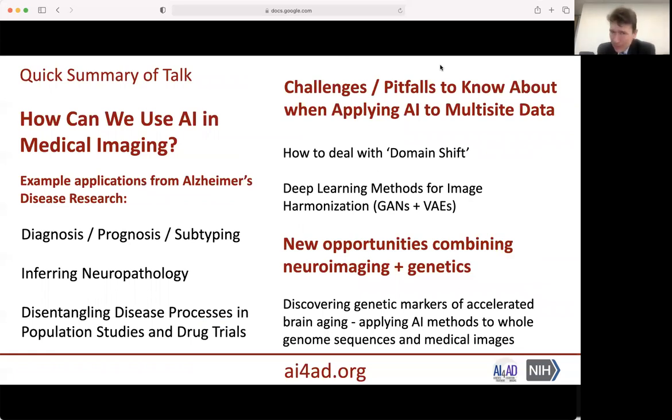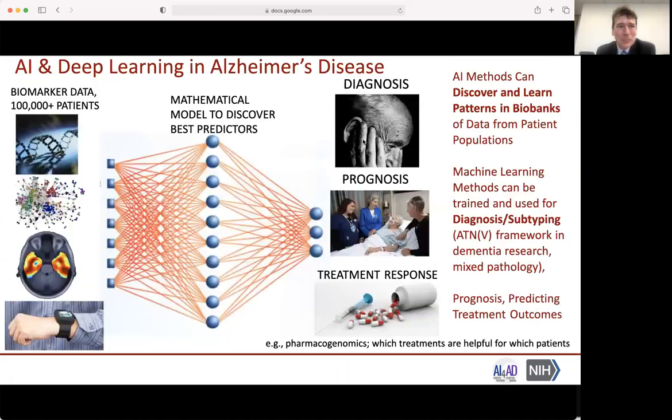So the first is how to deal with domain shift when you train and learn a predictive model from a certain data set, but then you go on to apply it to another data set and it might not perform quite so well. Another approach using deep learning is to use image harmonization, where you adjust new sets of images to match the data that you trained your machine learning algorithm on, and I'll tell you a little bit about that. And then also some new opportunities to combine neuroimaging and genetic data to discover genetic markers associated with accelerated brain aging and disease. And this will involve applying AI methods to whole genome sequences as well as medical images.